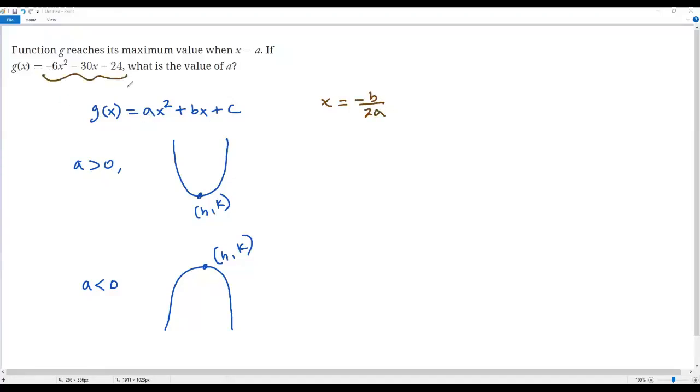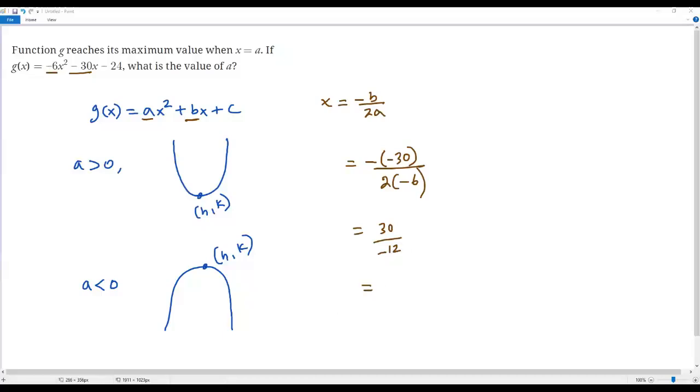So comparing the given quadratic function and ax squared plus bx plus c, at the place of b, what do we have? We have negative 30, that is the coefficient of x. So negative b means negative of negative 30, over 2a, 2 times, at the place of a, what do we have? We have negative 6, 2 times negative 6. So negative times negative will become positive 30 over, and 2 times negative 6 is negative 12.